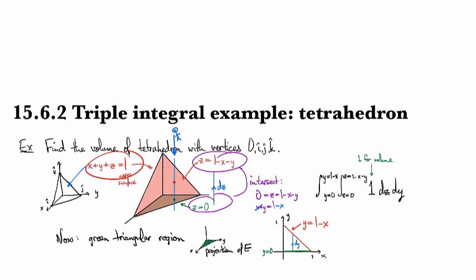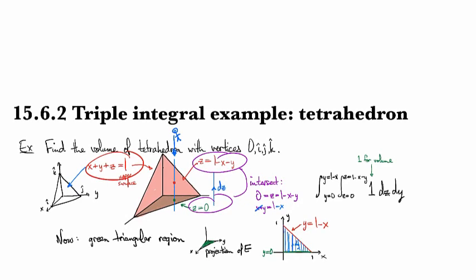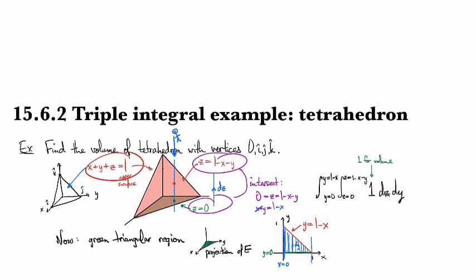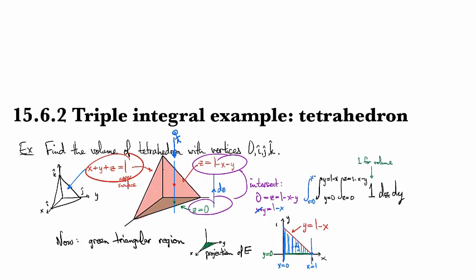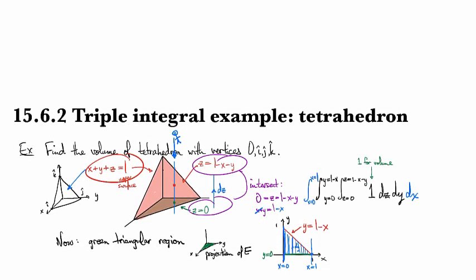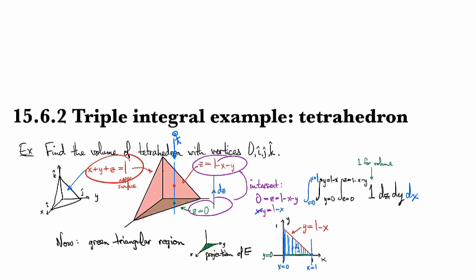And then as usual, we just have to say, okay, so where do we get all these slices? We get our first slice here at x equals 0, and our last slice here where we just nick the tip at x equals 1. So our outer integral there is going to be x equals 0 to x equals 1 dx. All right, there we have it. We've set up our very first triple integral.